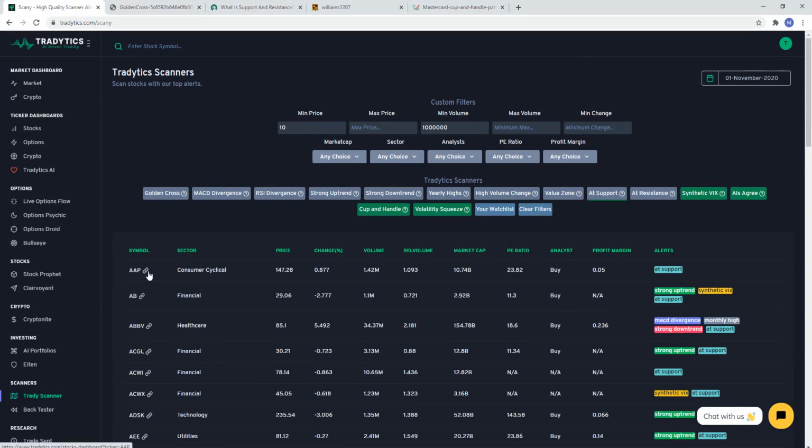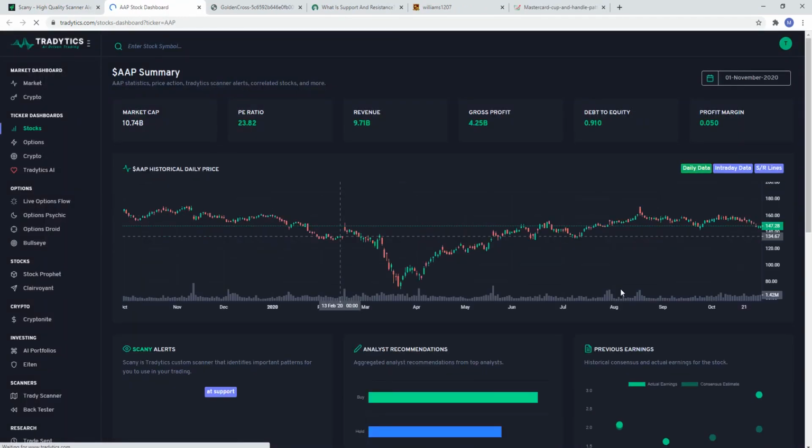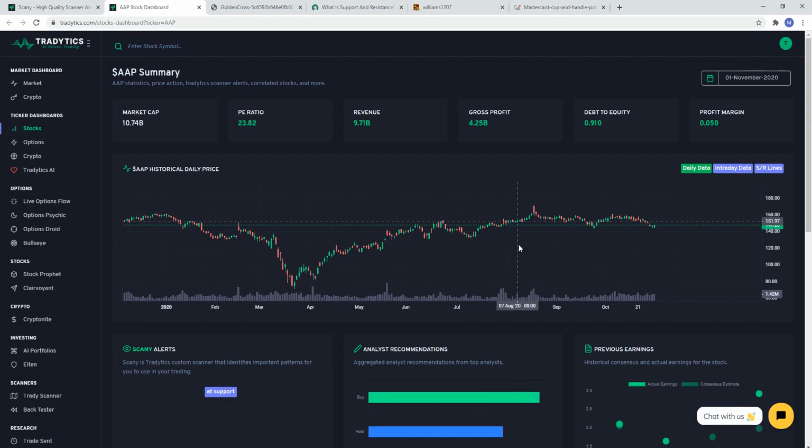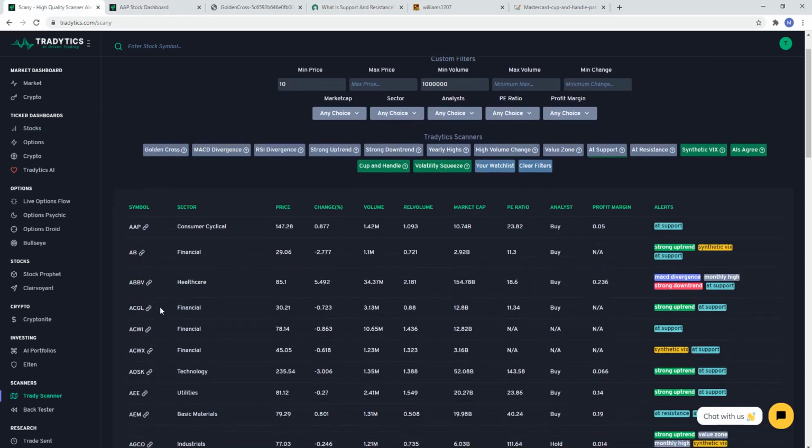We will only look at support for AAP and ACWI. Once you understand support, resistance is just the opposite. As we can see in AAP, the price is right in a location from where it bounces up and down. Since it has come down and there is the support level, we do not expect it to go back up. We can see a similar thing with ACWI where the price is at a support level.